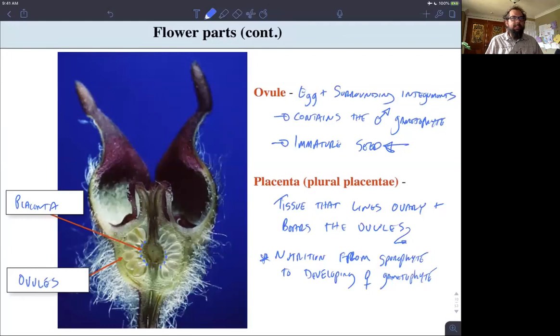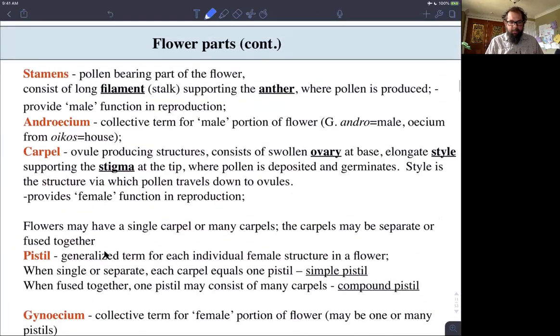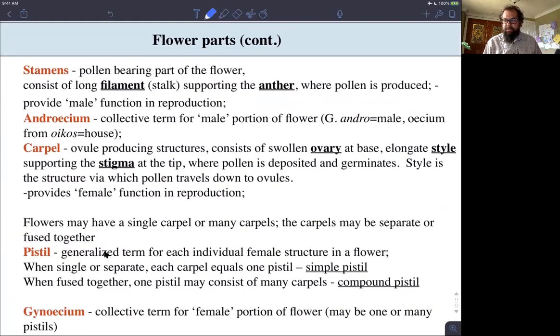So that's what we see inside of the ovary. When we look inside the ovary, we find the ovules attached to placentae inside there. Remember, the ovule contains the egg.